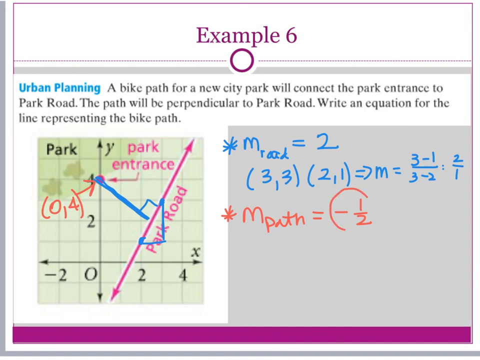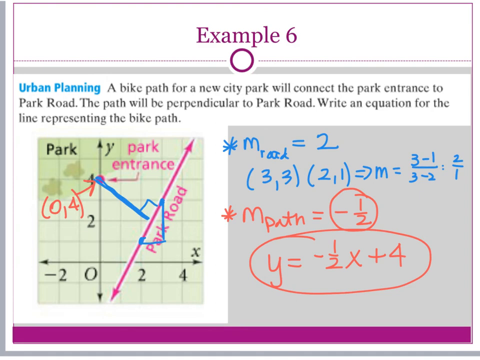So if I know my slope is a negative 1/2 and I know that my b value is 4, I can just plug my slope in to my y equals mx plus b, so I have negative 1/2 x, and I'm going to plug in my b value or y-intercept as 4, and I can see that the equation of that new path then is going to be y equals a negative 1/2 x plus 4.